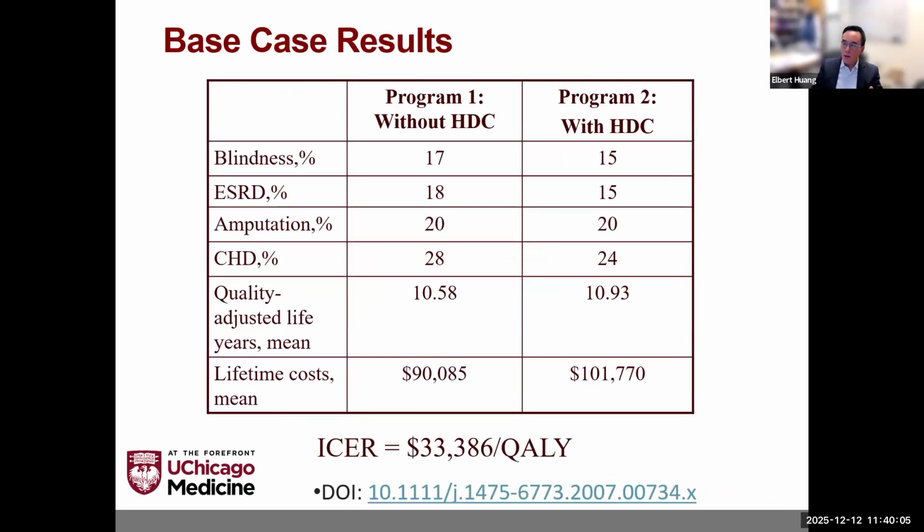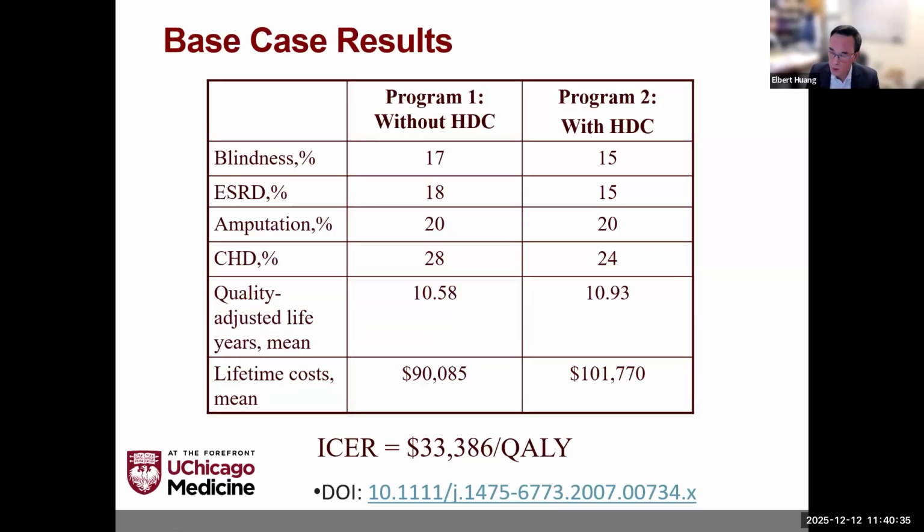So this is actually the bottom line result of this analysis, which is that the improvements brought about by the Health Disparities Collaborative actually was projected to reduce lifetime blindness, renal failure. It didn't change amputation. It would reduce heart disease. It would improve quality of life by about 0.4 quality adjusted life years, and it would increase costs. The bottom line cost effectiveness ratio was $33,000 per quality adjusted life year.